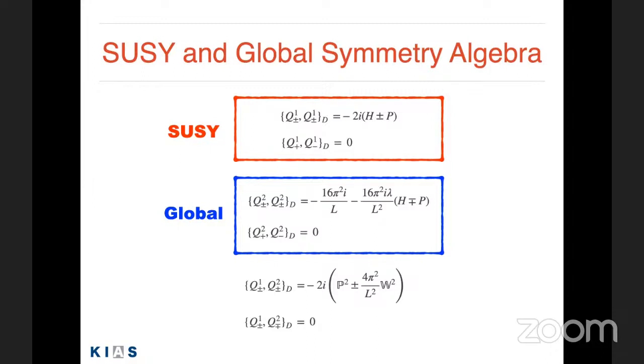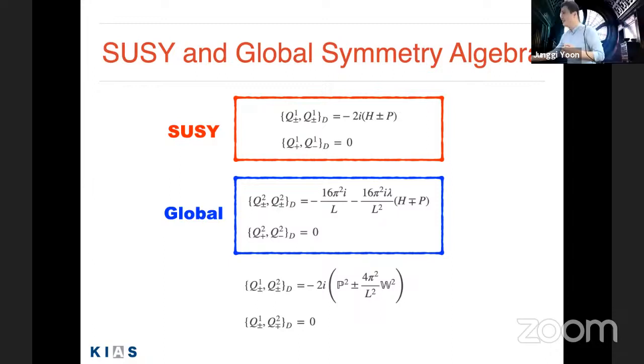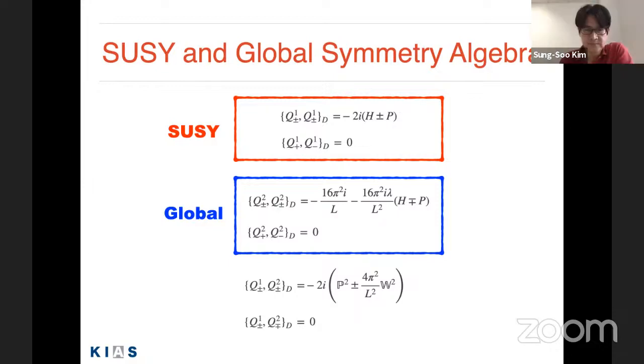Can you see? We can see your slide, but we don't see you. Okay, and can you hear my voice? Yes. Okay, can I go ahead first? Is it okay? Yes. Okay, let's see.